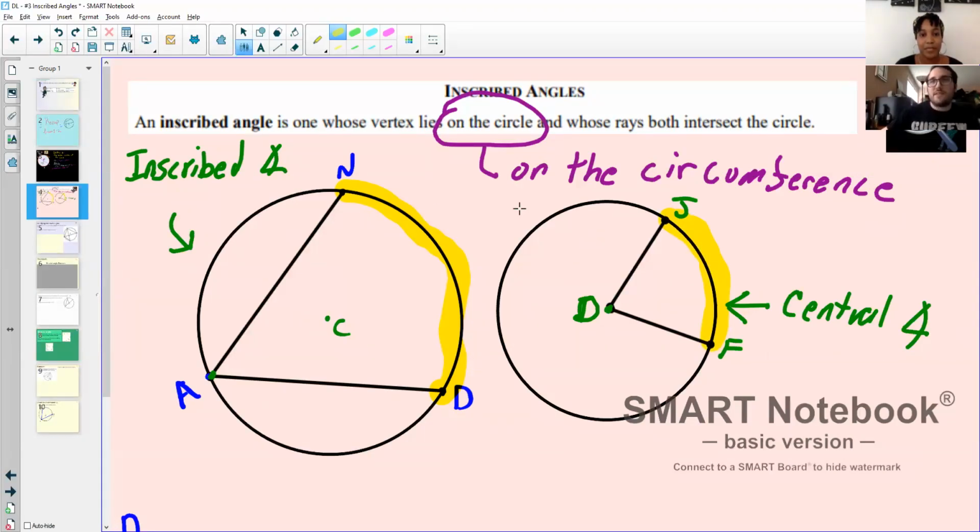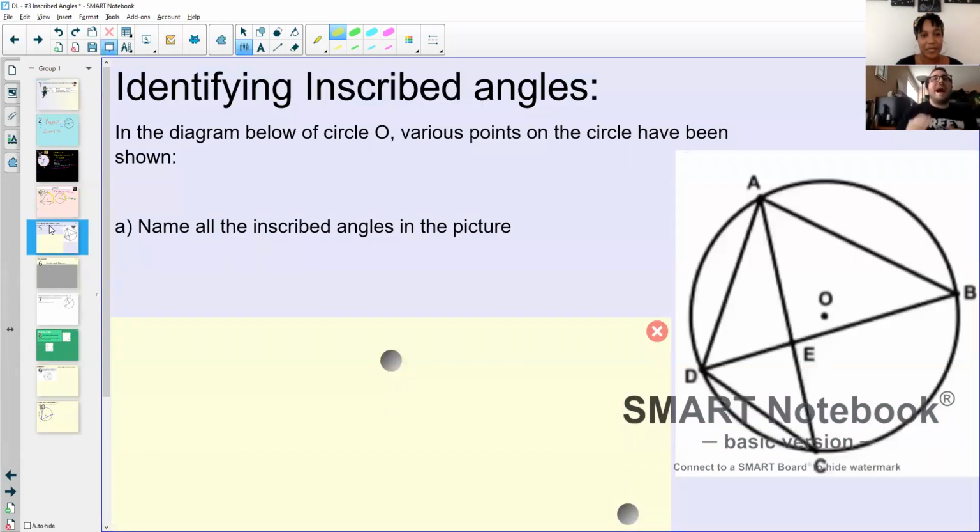So if you're thinking of central angles and inscribed angles as slices of pizza, the crust is the intercepted arc. That's cool. I just thought about that. So yeah, if you think about it, the crust of the pizza is the intercepted arc. Very cool. Okay, so now let's talk about how we can identify inscribed angles.